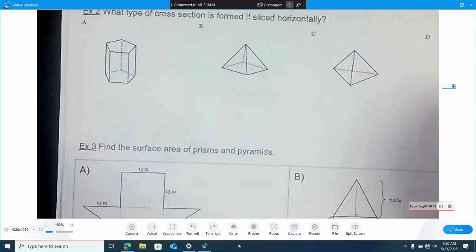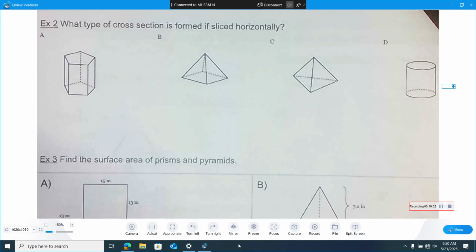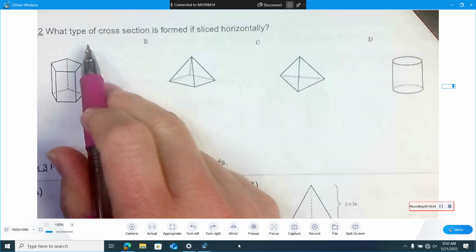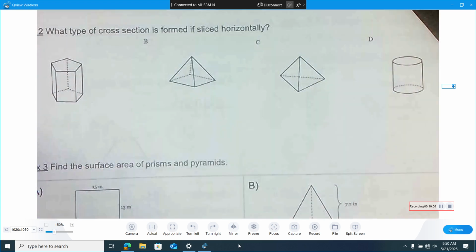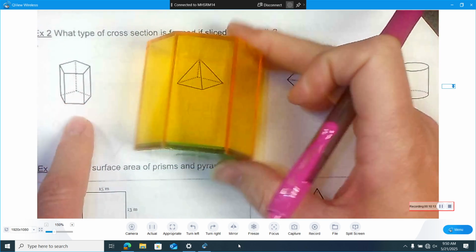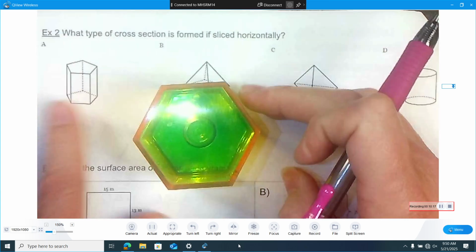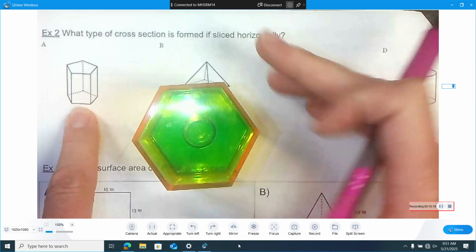So example 2, what type of cross-section is formed if sliced horizontally? I'm going to encourage you to read carefully on these problems because they're going to change the directions on you. So you want to pay close attention on these type of questions. They're pretty easy. A cross section is if we take our shape, and so I have my same matching shape here. So it is my hexagonal based prism. Now it's standing up on its base here in this picture.